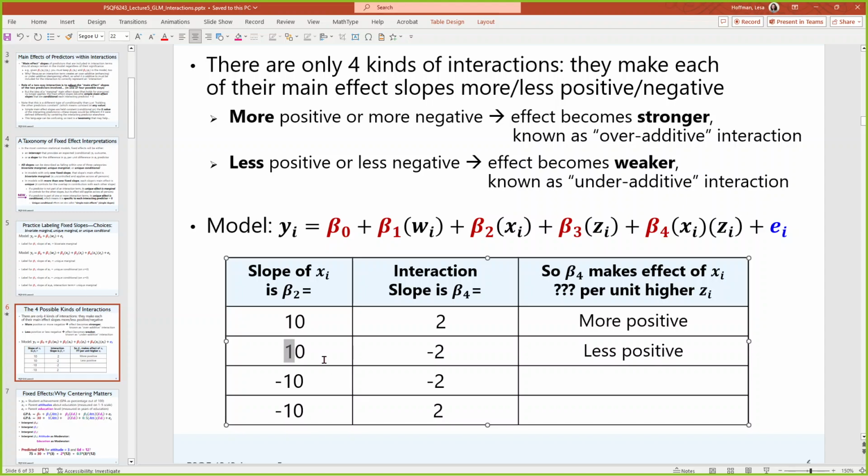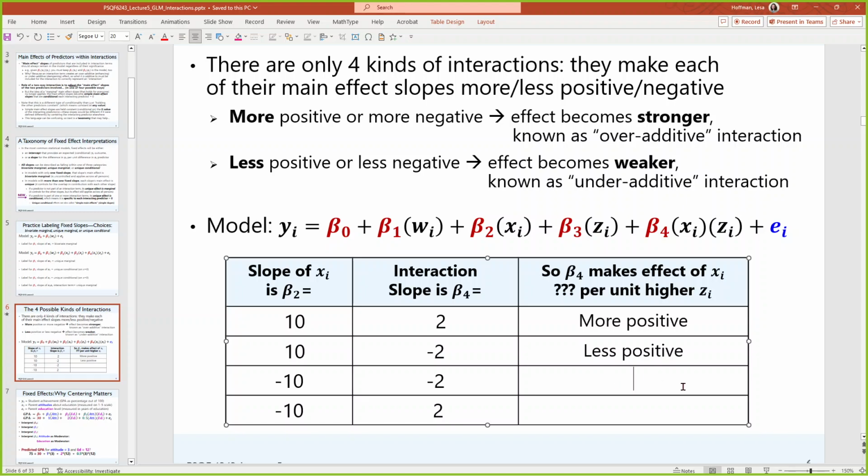And eventually, what's going to happen? Negative. Yeah, if it keeps going down by 2, it'll flip to negative. So if z is like 100, then we have a negative slope for x instead. Z could be negative, and then the slope goes up again. Yeah, but then if you think about the graph, it's still overall less positive.